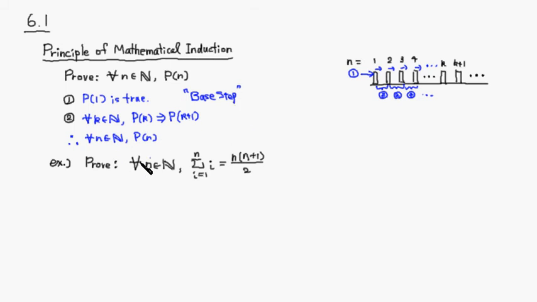Let's look at an example. This is a typical example. The statement is: for all natural numbers n, the summation of i from 1 to n of i, which is 1 plus 2 plus 3 plus 4 up to n, adds up to n times quantity n plus 1, all over 2. We've seen this formula before. Let's prove that. So we want to write a proof by mathematical induction. I'm going to just say induction.